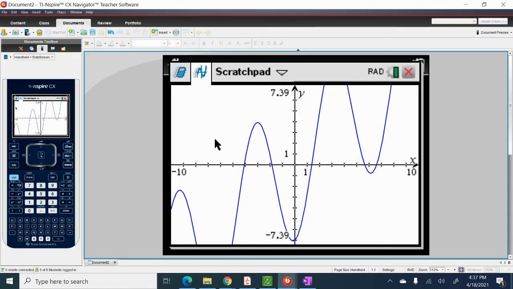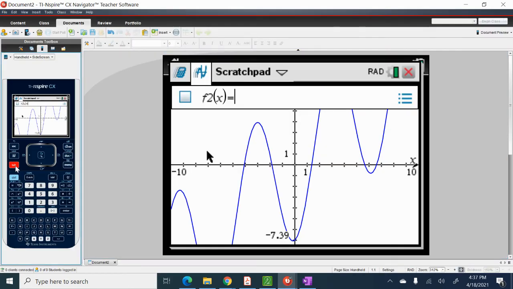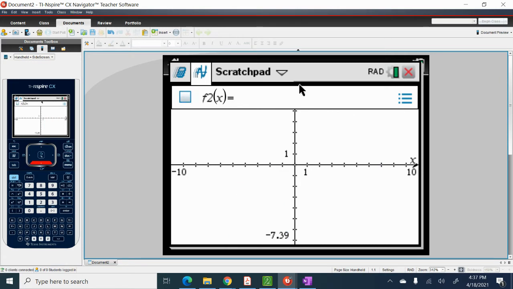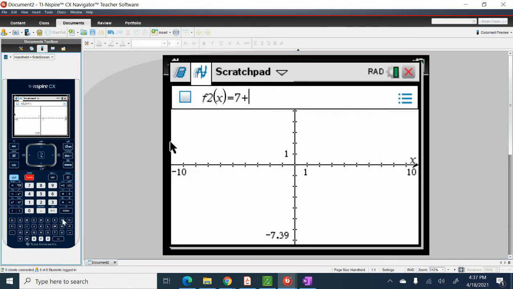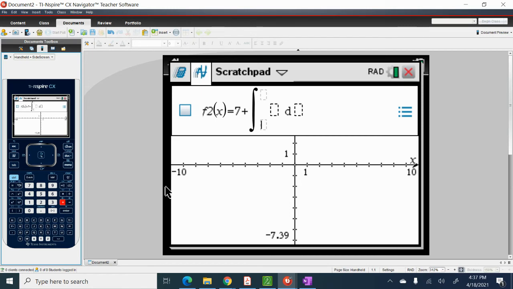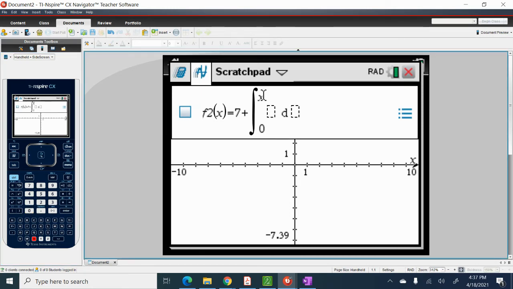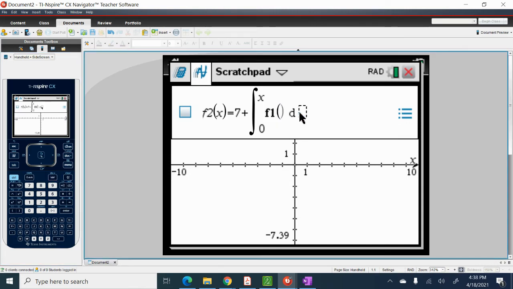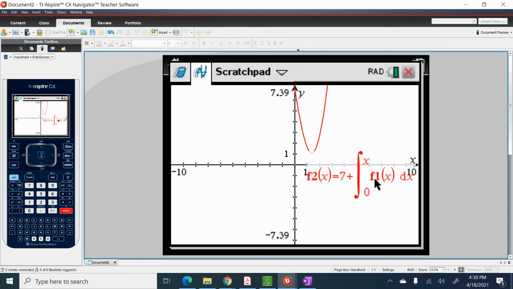So I'm going to hit tab. In here, I'm going to turn off the blue graph. I'm going to arrow back down so I get to my F2. I'm going to type 7 plus, then shift plus for the integral, going from 0, and because I can't use t's, I'm going to have to use x. I know that my function is sitting in F1, so var F1 of x dx, and hit enter. That's the picture of what I want.